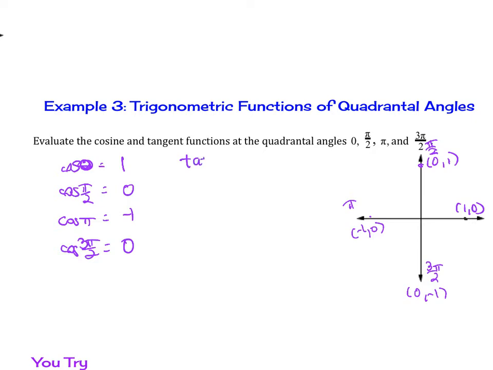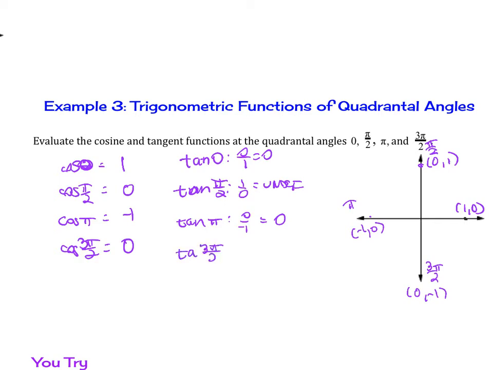Now let's look at tangent of 0. Tangent of 0 is going to be y over x, so that's 0 over 1, which is 0. Tangent of pi over 2, that's y over x, 1 over 0, so therefore it is undefined. At tangent of pi, we're looking at 0 over negative 1, which is just 0. And tangent of 3 pi over 2 is negative 1 over 0, which is undefined again. Okay, so pretty fast to find.